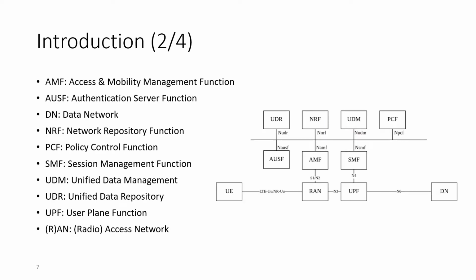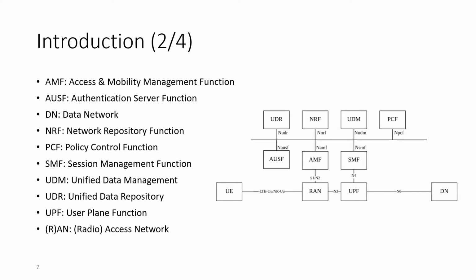Here, we show an overview of 5G core network architecture. In this figure, we show the network functions within the 5G core networks. AMF is a network function that handles subscriber registration and mobility. The AUSF is for subscriber authentication. The DN is the Internet. It's not part of a network function.